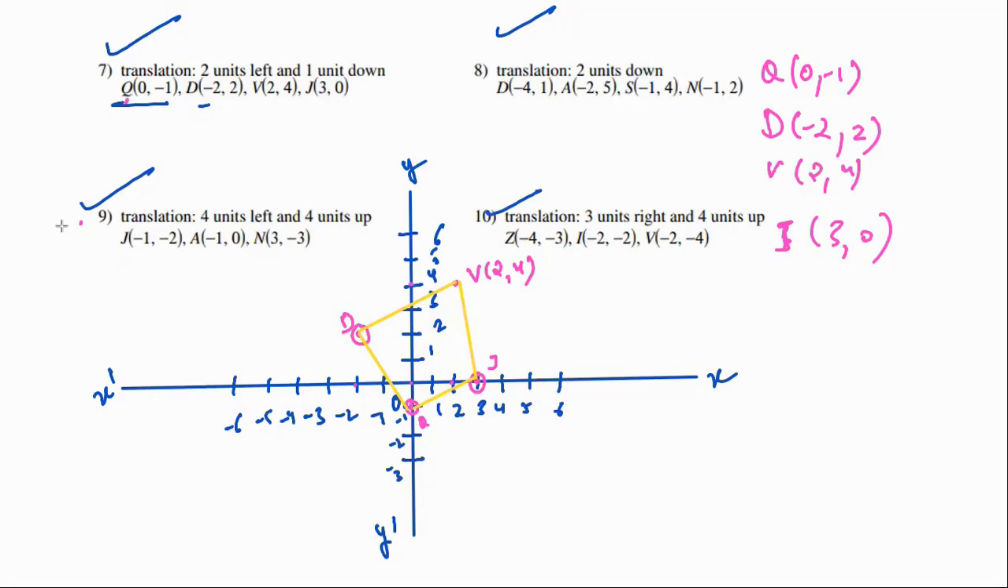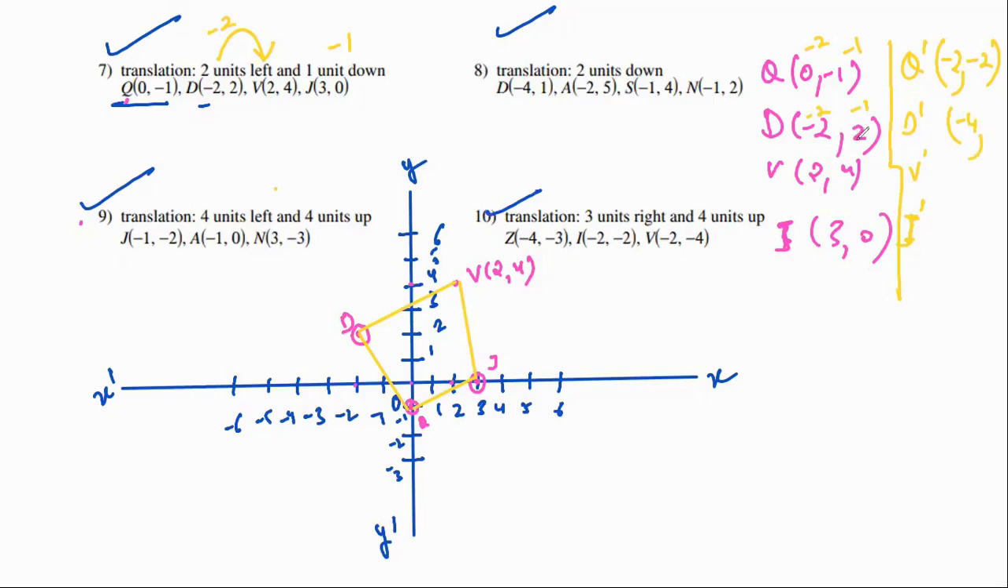Now, what are the changes that we have to do in the original shape? 2 units left. Left means we are subtracting something with X, so -2, and 1 unit down. Down also means negative, so I'm subtracting 1 from the y-axis. Now Q dash, D dash, V dash, and J dash. So I'm subtracting 2 from 0, which is -2, and subtracting 1, so -2 and -1. Then -2 subtracting 2 is -4, and -1.